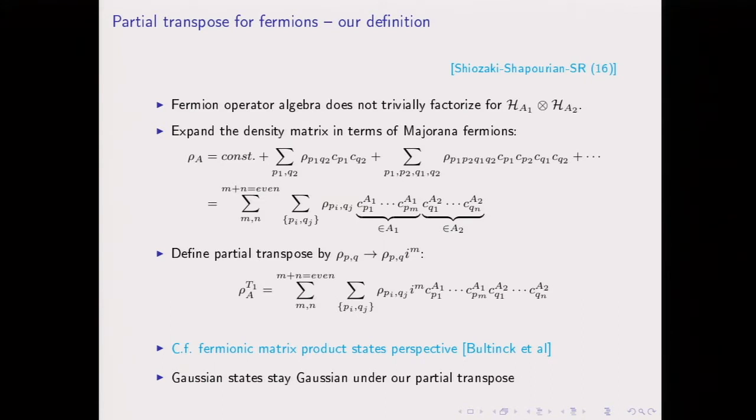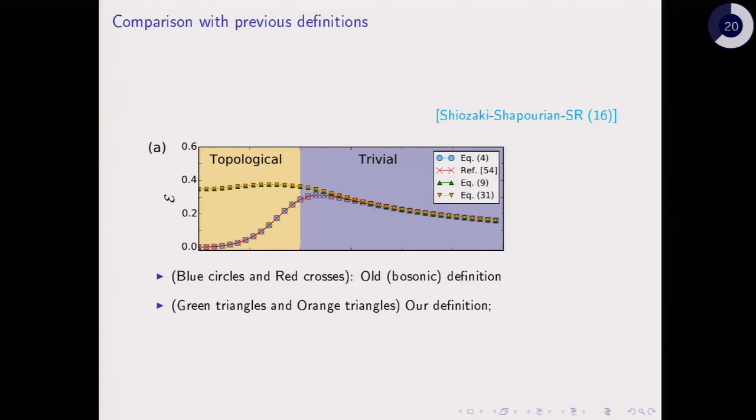Okay, but anyway, now we have a modified definition, if we wish, of the partial transpose. Now we can test this definition. First, we look at the same picture as before, but now we look at this curve. This curve is once again a negativity, but now defined with respect to our definition of partial transpose. And now it's non-zero in the topological phase, and as you move towards the trivial phase, it starts to decrease. So that's more reasonable behavior.